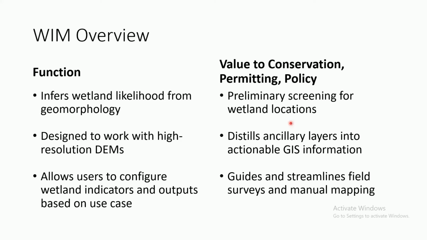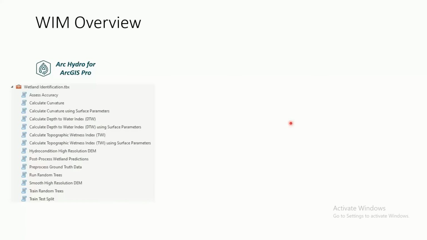And finally, the outputs of WHIM hopefully can guide and streamline field surveys by helping you decide where to begin, where the high priority areas are, and it can also serve as a starting point for other geospatial analyses, such as going in and delineating wetlands manually or starting to classify them. As a tool set in ArcHydro, WHIM is available for ArcGIS Pro, and you'll see that there are quite a few tool sets associated with the Wetland Identification Toolbox.